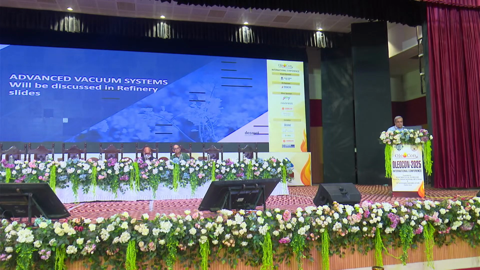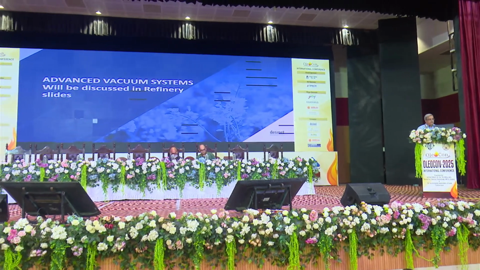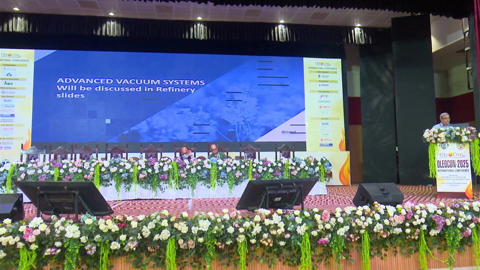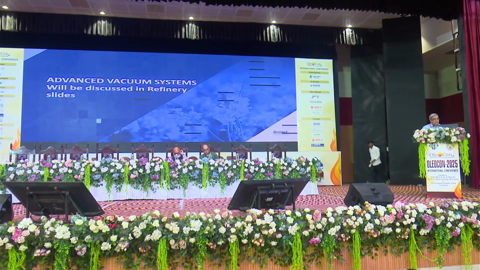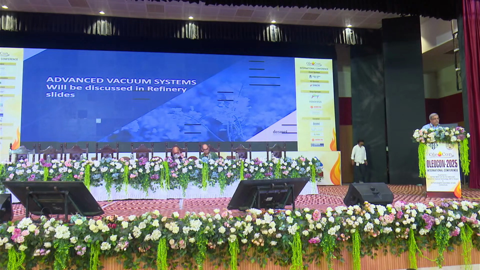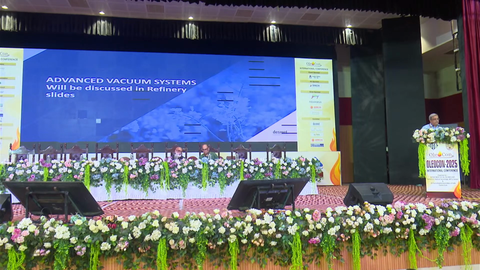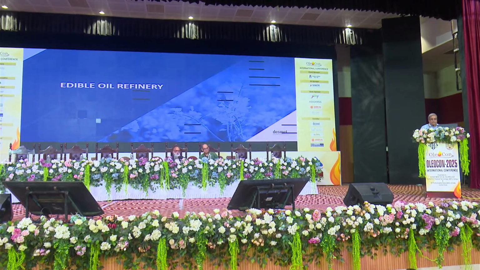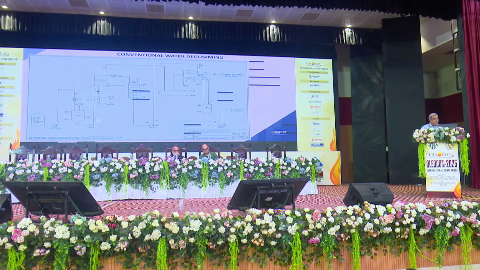Advanced vacuum systems, which are also today implemented on a large scale in refineries, are also applicable for fatty acid distillation plants and glycerin distillation plants. We will see some examples in the refinery slides. Within the edible oil refinery, if we go to various processes, in the water degumming, the typical water degumming flow sheet is like this.